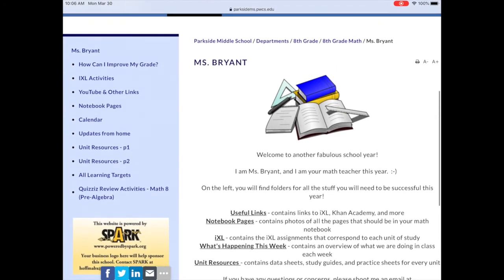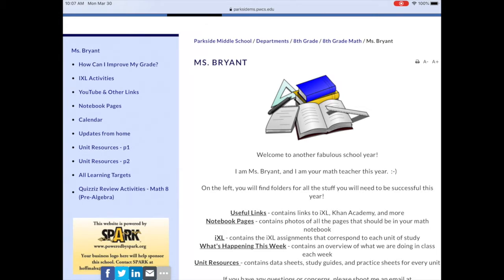What I want to do is walk you through all of those links on the left side in the blue rectangle, okay? This home screen can always be accessed by clicking on where it says Miss Bryant up at the top. So you see above the picture of the book and the ruler, you'll see Parkside Middle School / department / 8th grade math / Miss Bryant. If you ever want to get back to this main screen, just click on Miss Bryant. So going over to the blue box on the left, I'm going to start at the top and click through all of these links so you can see what's there.